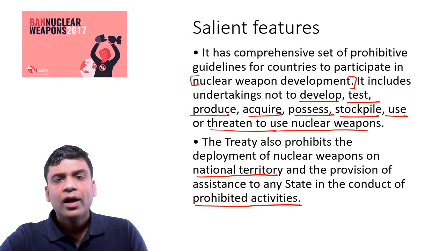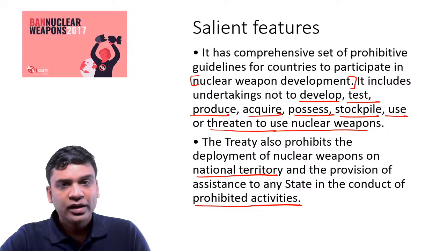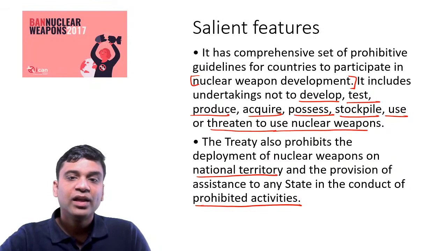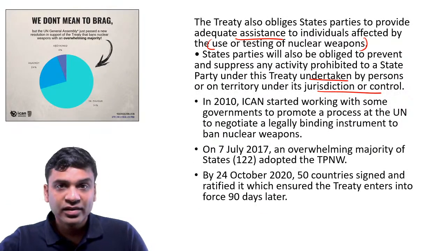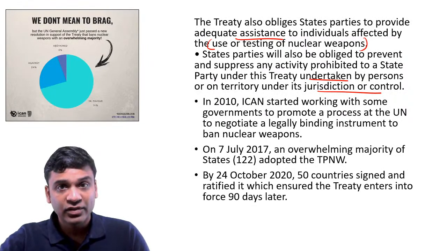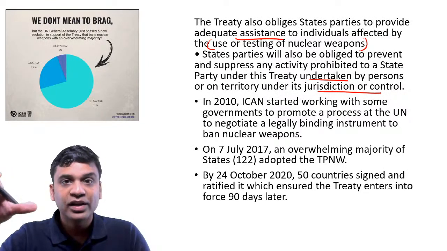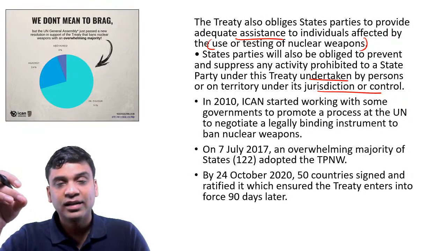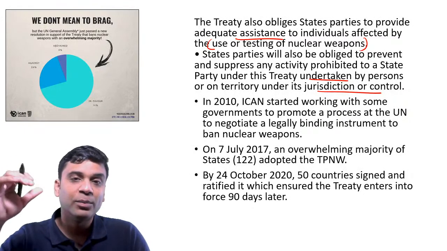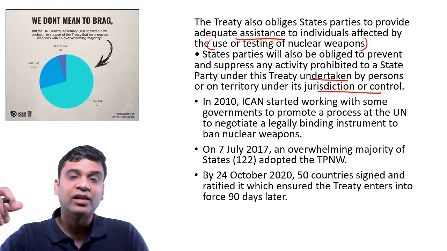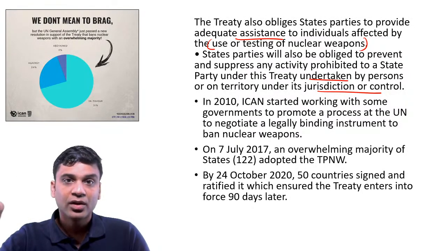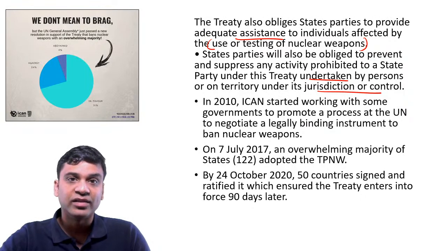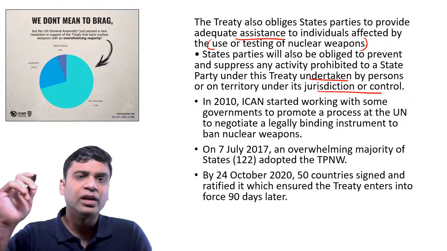So it has an entire life cycle. You shouldn't produce it and you shouldn't deploy the nuclear weapons. Even if you're testing it and another state is affected, still you should give assistance to that state. Imagine if India is making a test near Tamil Nadu, a nuclear weapons test, and Sri Lanka is affected. If India signs the treaty, we should give assistance to Sri Lanka for the effect caused by the nuclear weapon testing. So it's a comprehensive treaty.